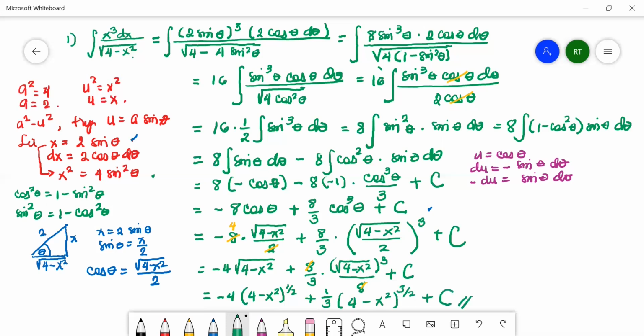So we were able to express the integral in terms of its original variable, the variable x. So the integral is negative 4 times the quantity 4 minus x squared raised to 1/2 plus 1/3 times the quantity 4 minus x squared raised to 3 over 2 plus the constant of integration.